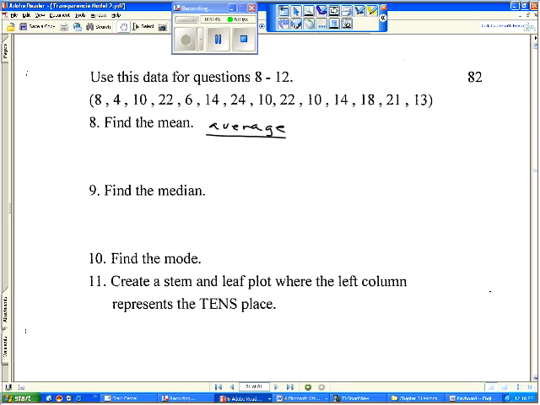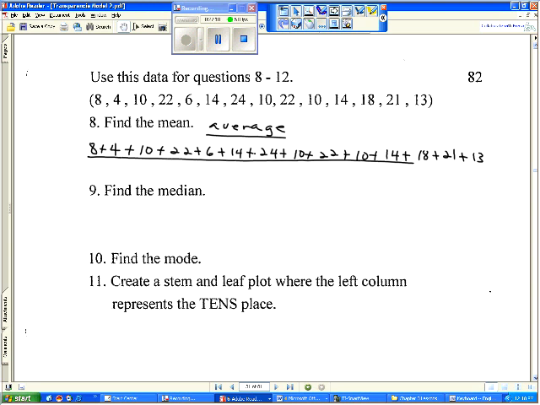So we're going to find the mean, and mean means average. To find the average, you add them all up. And we want you to show your work, right? If you don't show your work, you don't get credit. 8 plus 4 plus 10 plus 22 plus 6 plus 14 plus 24 plus 10 plus 22 plus 10 plus 14 plus 18 plus 21 plus 13. Show your work. Divided by the number of them.